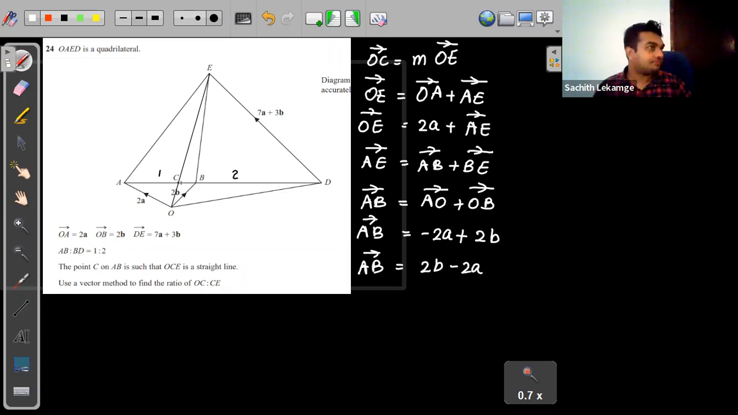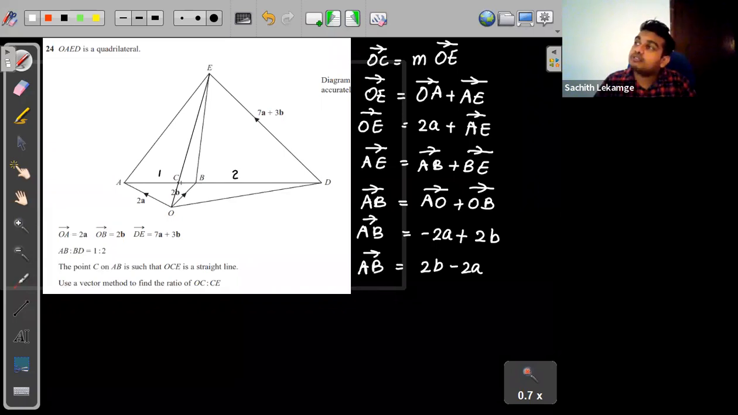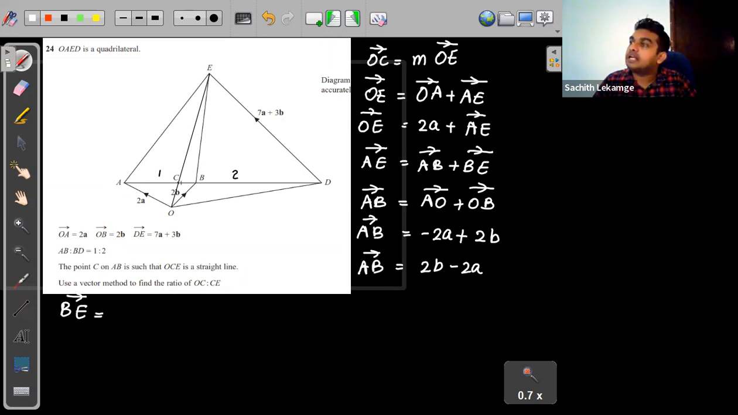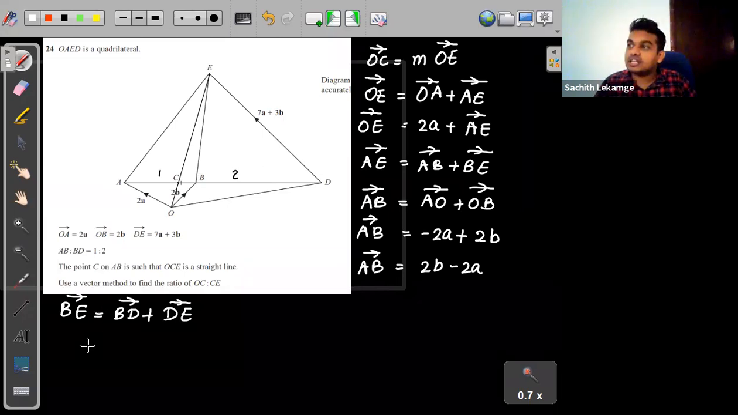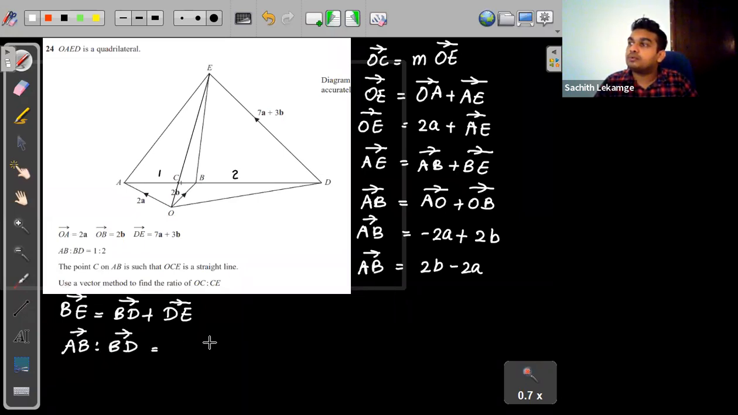Okay. Then I need to find what? BE. How am I going to find BE? For BE, I'll write the BE vector is equal to B to D plus D to E. Got it? Do I know BD? I can find it now because I know AB. The AB to BD ratio is given. The AB vector to BD ratio is 1 to 2.